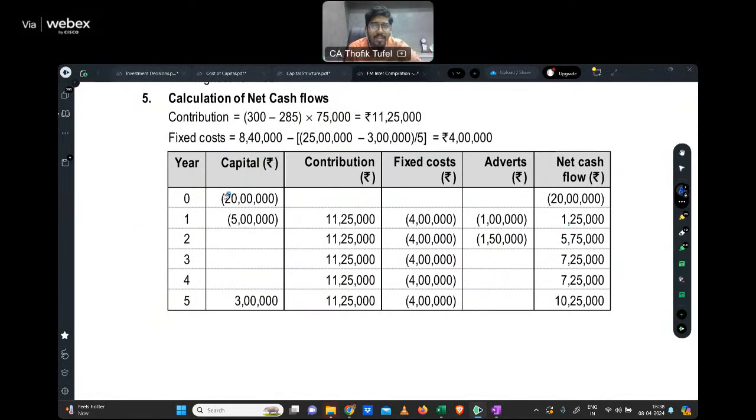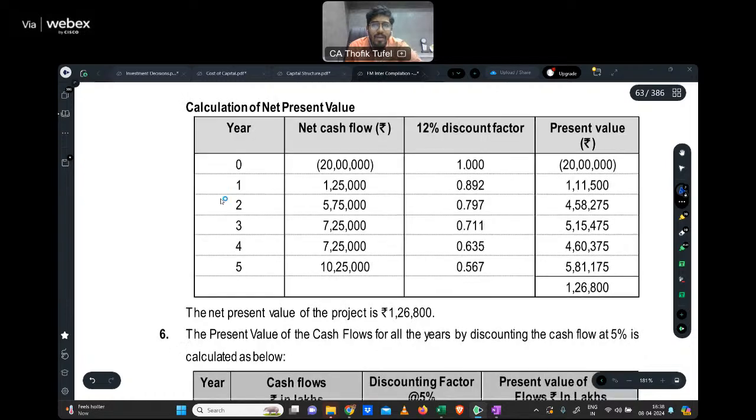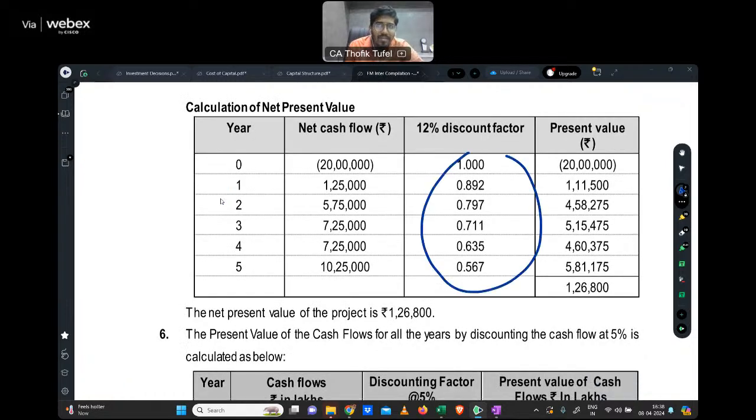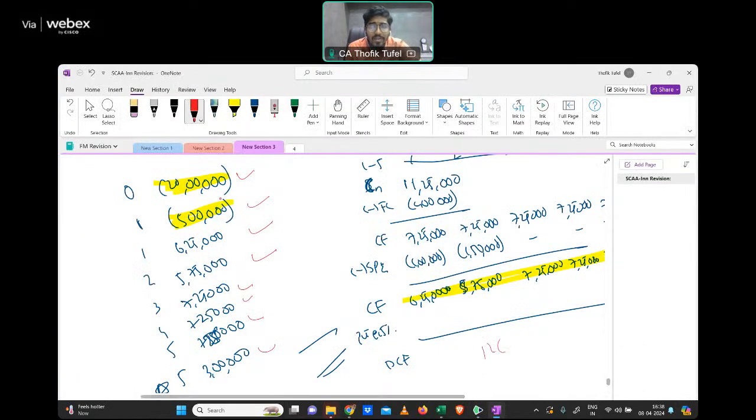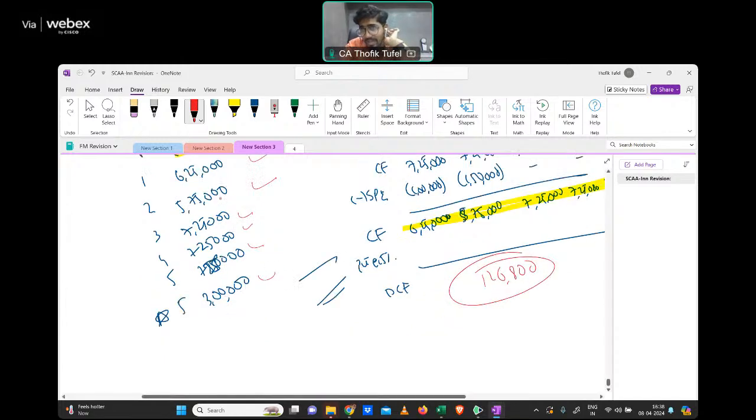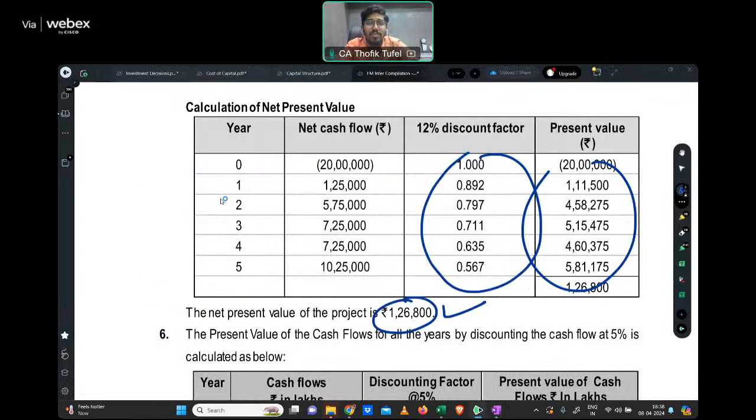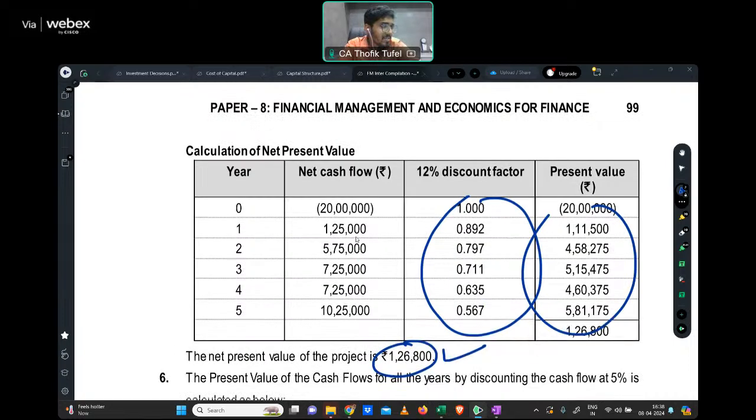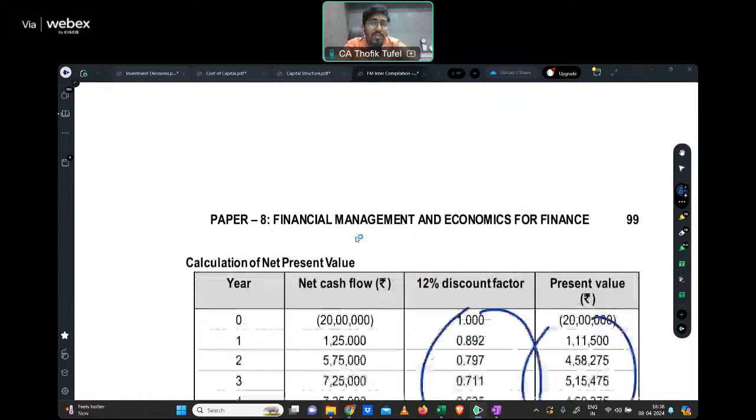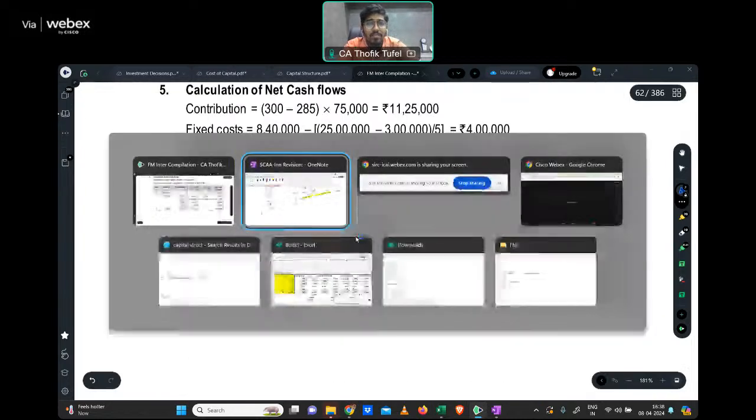So if all my cash flows are correct, I just have to put the discounting factor here, the present value factor, and I will get the net present value, which is 126,800 rupees. So all of them did it wrongly. The answer is positive 126,800 rupees. You can put in the comment box what mistake you made, so that you would have learned something.